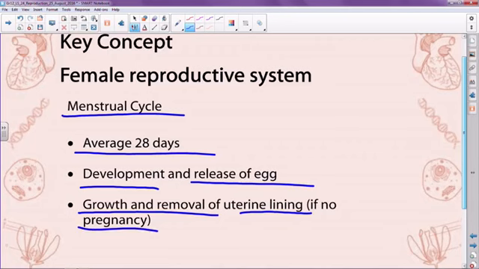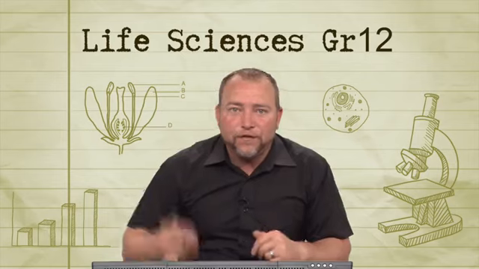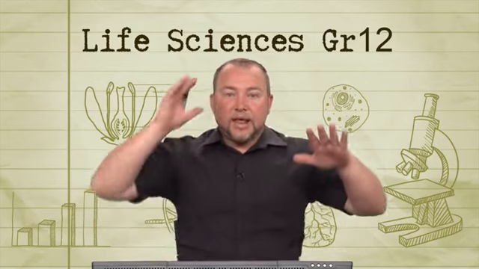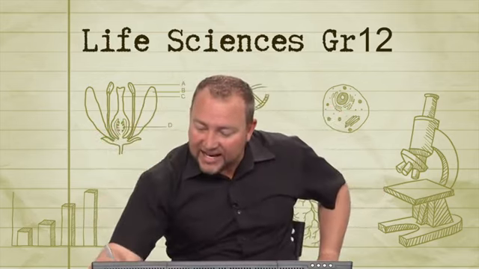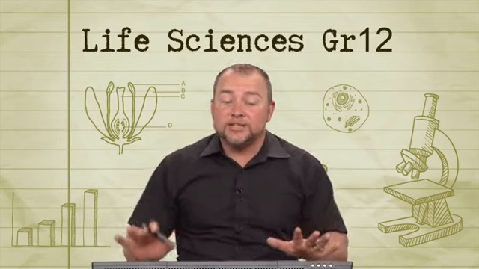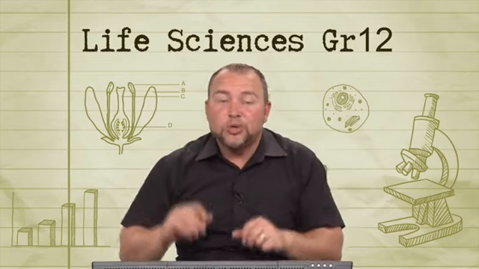Okay, so it takes 28 days. It's the making and the getting rid of an egg and the making of the uterine lining and getting rid of it if the egg is not fertilized. That's what the menstrual cycle is. Now, this is the best picture. They love using this because they've given you everything with it. Try this out. They can go crazy with this, and all of this works together.